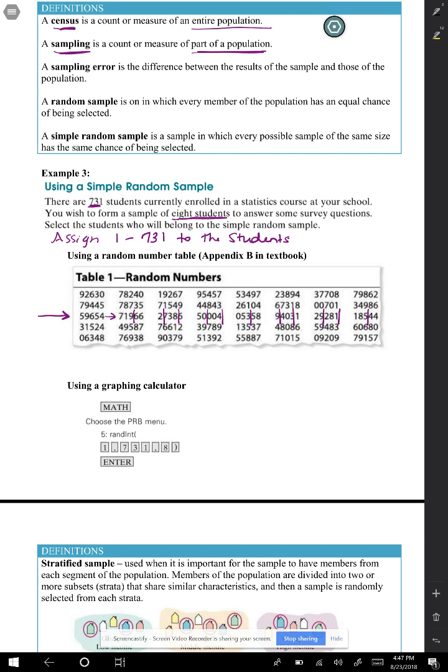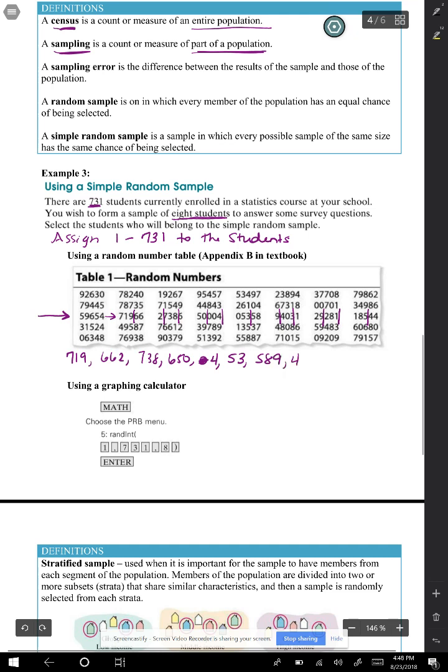So we've got plenty. So then what you're going to do is you're going to write down those 3-digit numbers. So we have 719, and then 662, and then 738, 650, 004. So you could just put 4 there. 053 would just be 53, 589. 403, 129, and so forth. And we want 8 of those.